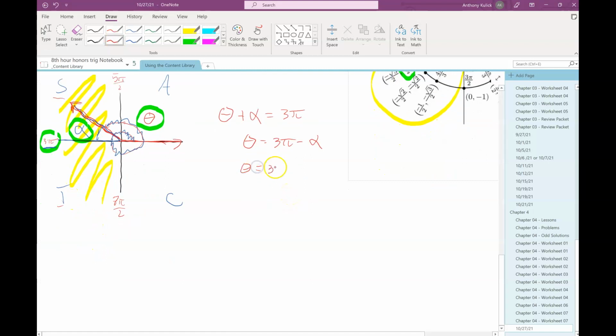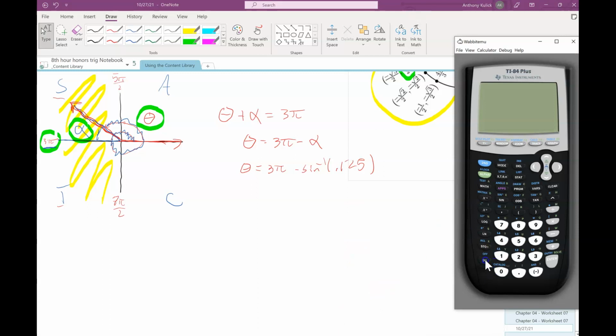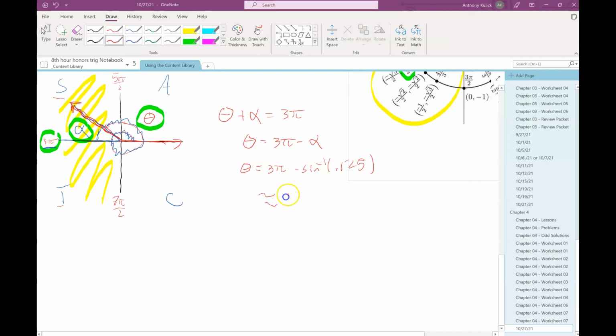And now it's just calculator time. So that is going to be about 9.30 radians.